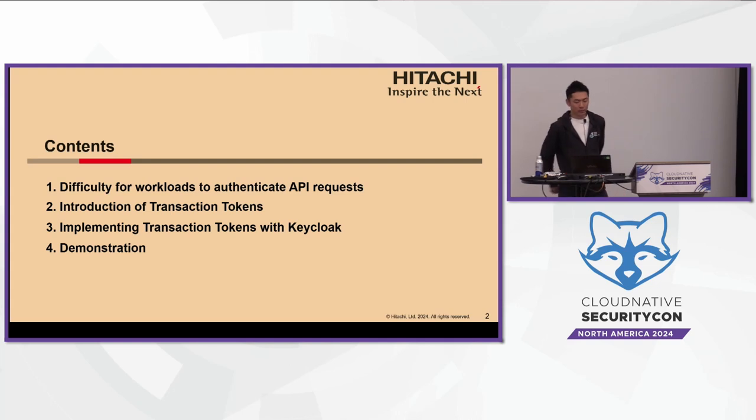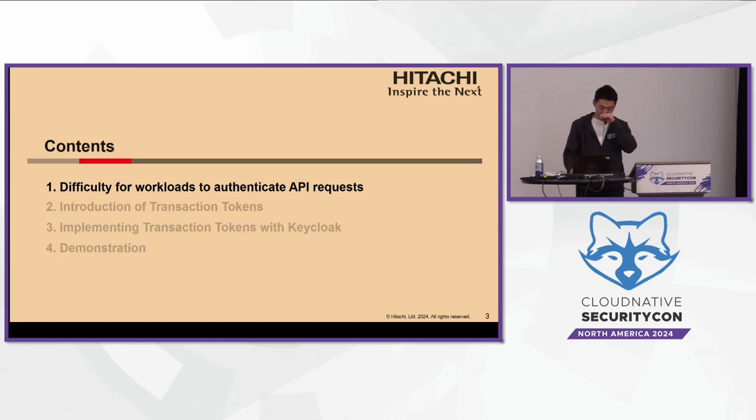These are today's contents. First, I describe the difficulty for workloads to authenticate API requests. Then, I introduce transaction tokens. After that, I describe how to implement transaction tokens with Keycloak. Finally, I give a demonstration. First, I describe the difficulty for workloads to authenticate API requests.